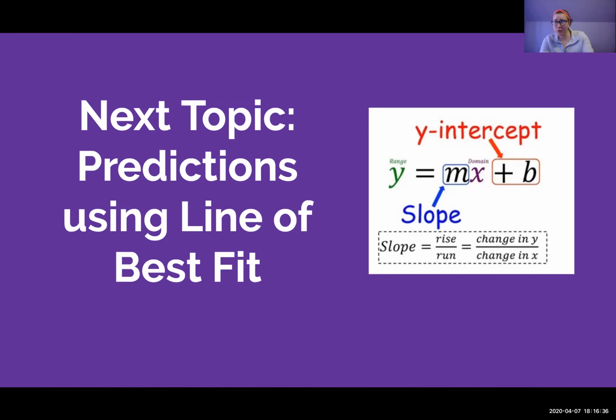Welcome back. Now that you've pulled up your packet, I highly recommend that you write this equation down right here: y equals mx plus b, where your m is your slope, your b is your y-intercept, and slope is rise over run. Pause your video now and write this up at the top. Give yourself a minute and a half to write it down.